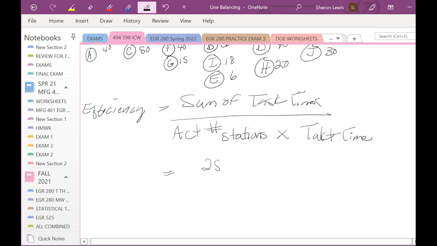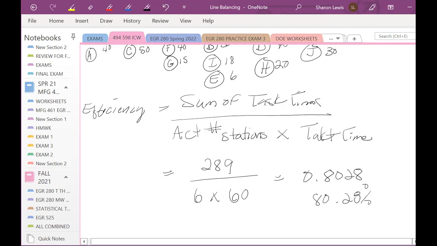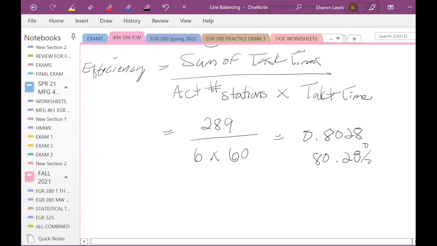So we had 289 seconds, we had 6 stations, and a takt time of 60. So let's figure out what that's going to be, even though we know it's going to go up. So 289 divided by 6, and divided by 60. That gives us 0.8028, or an efficiency of roughly 80.3%. That is definitely an increase from using the rule of shortest processing time.